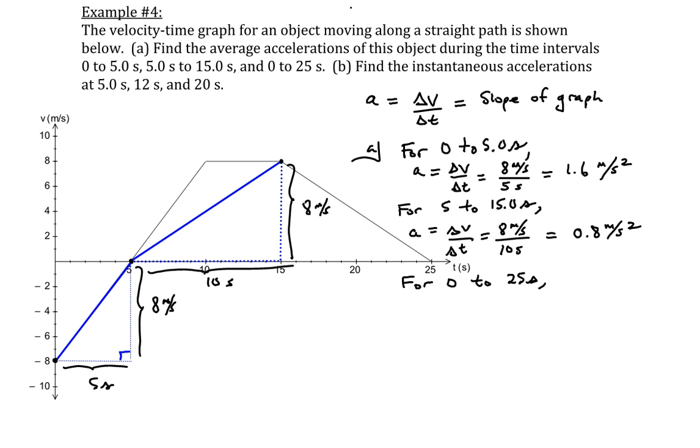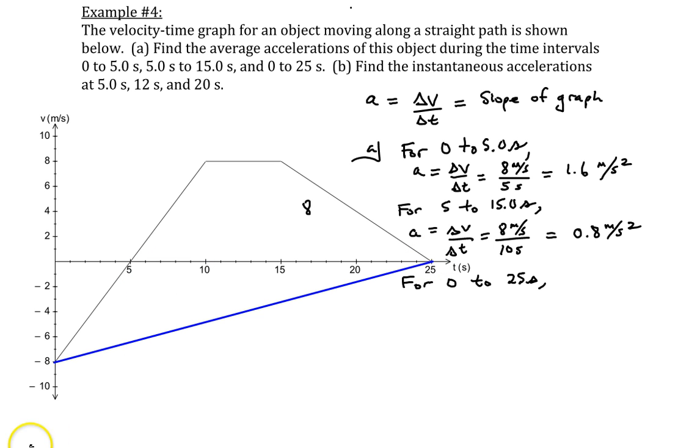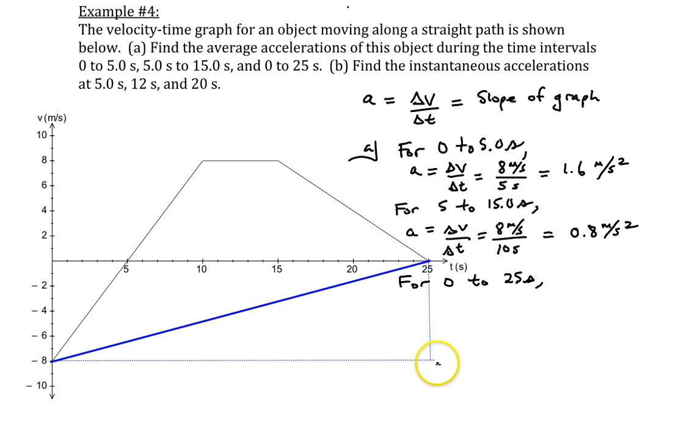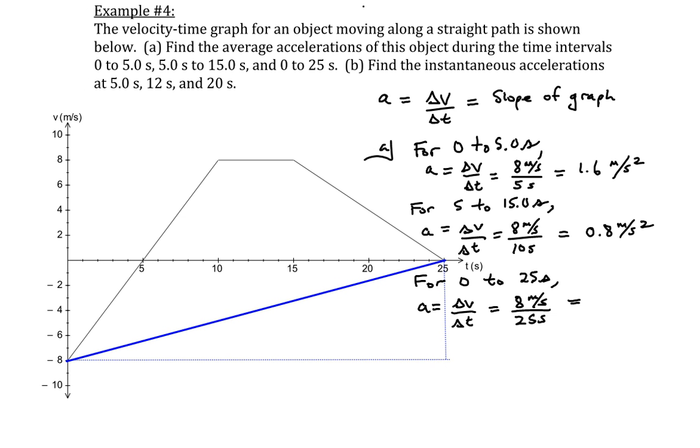And lastly, from a point of 0 seconds, right here at where it's negative 8 meters per second, to the final velocity at 25 seconds, it's 0 here. And we're doing the slope of this line. And we have a run of 25 seconds and a rise of 8 meters per second, which gets you an answer of 0.32 meters per second squared.